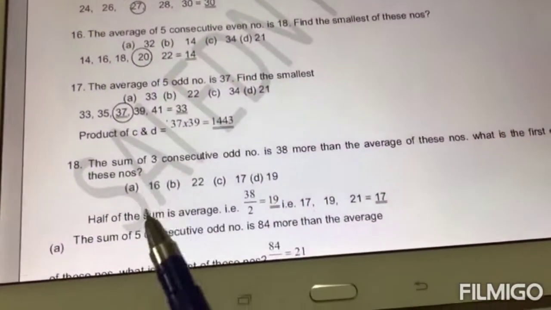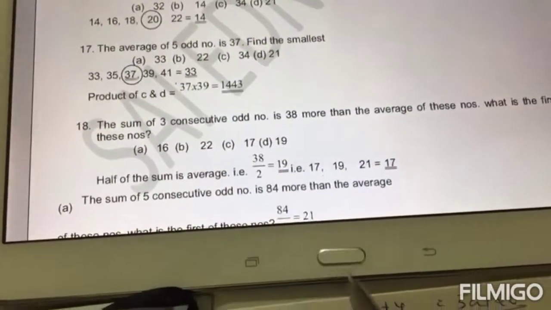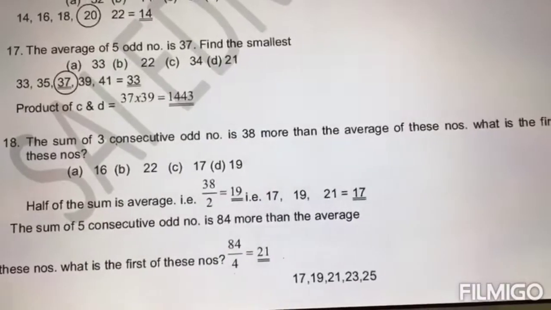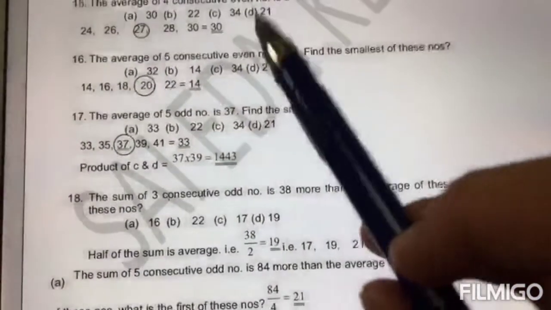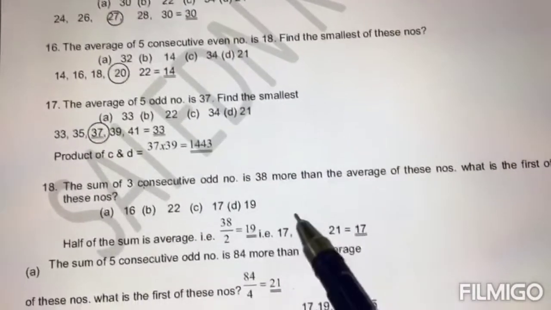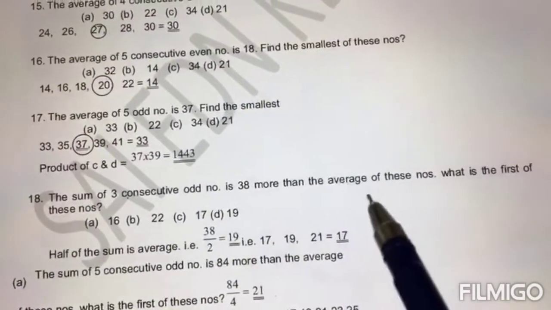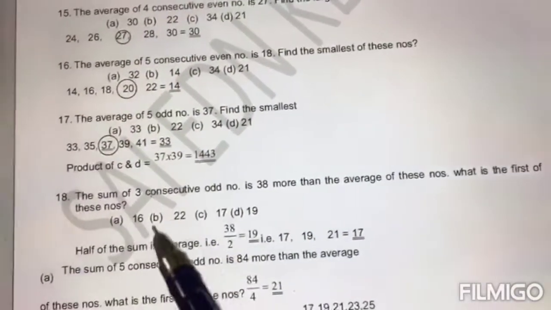Let me just go on to number 18 now. Okay, the sum of 3 consecutive odd numbers. So this is similar to number 19 and it's similar to 14, 15, 16, 17. So I'll just do this. Is 38 more than the average of these numbers? What is the first of these numbers?